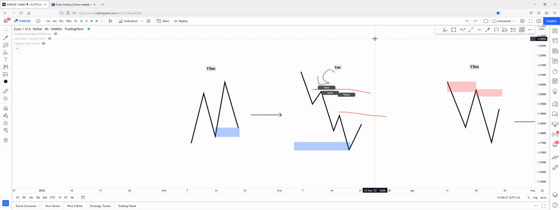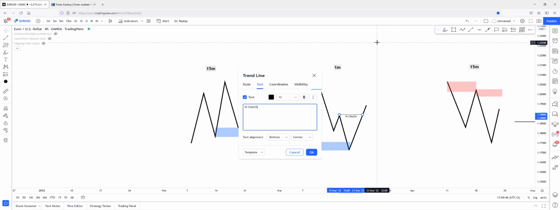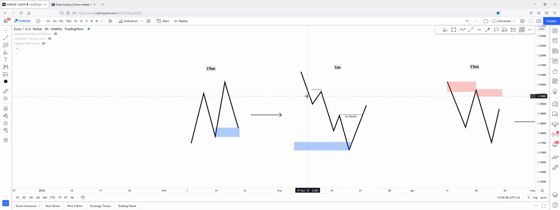Thank you very much. The difference between a strong and weak change of character is that the weak change of character only breaks above one structural high point. So this is the first and less recent structural high point, and the weak change of character only breaks above one structural high point. So this will be a weak change of character right here. I will mark it as a weak CHoCH. This is a weak change of character.